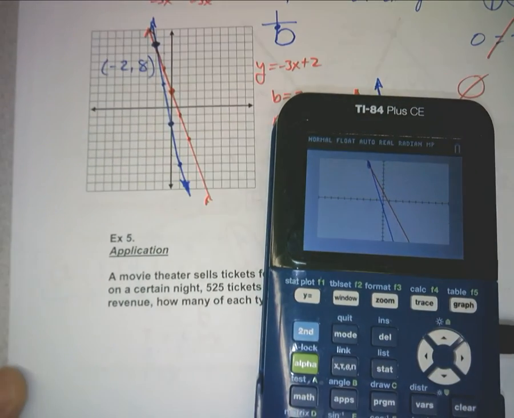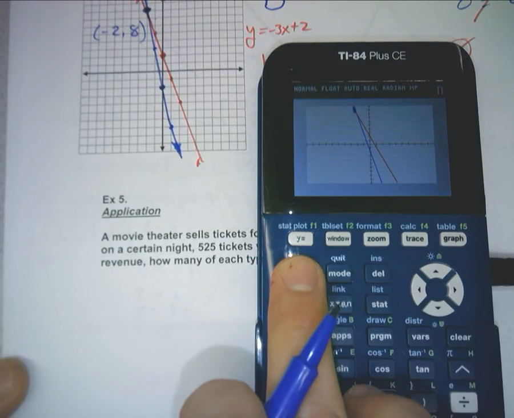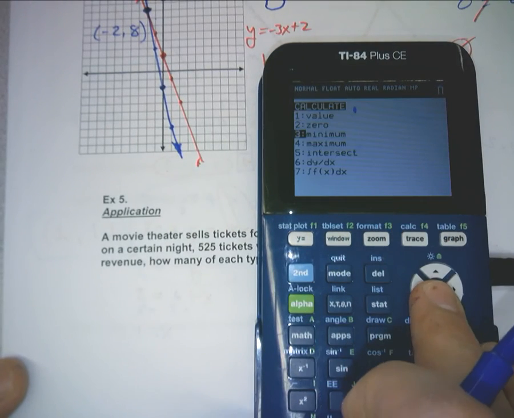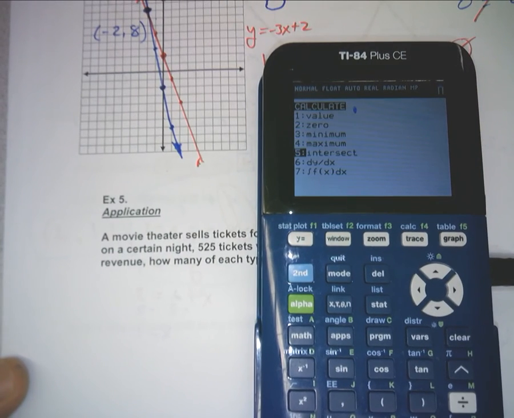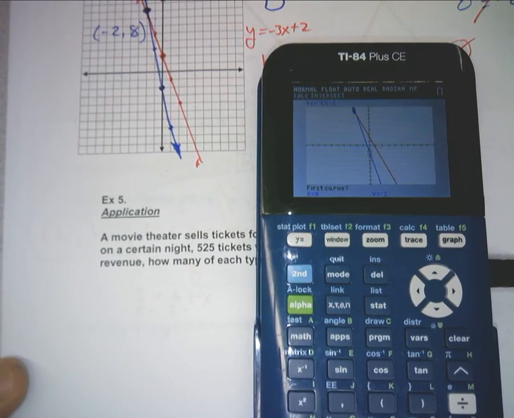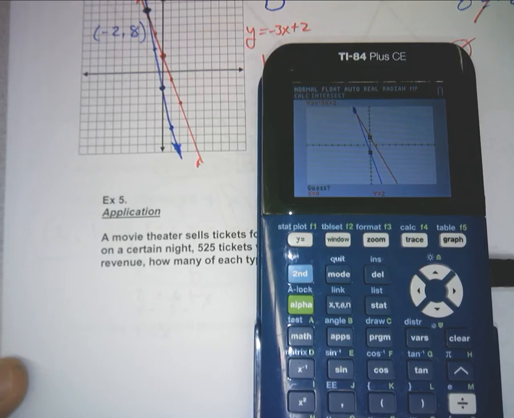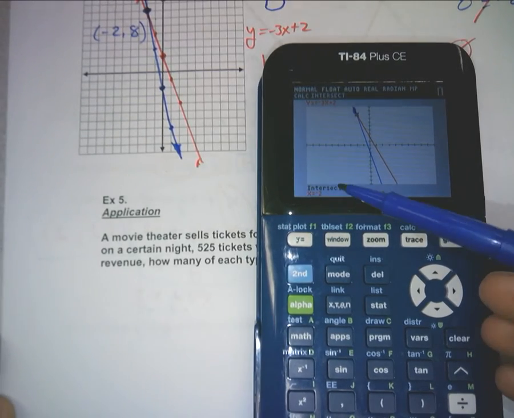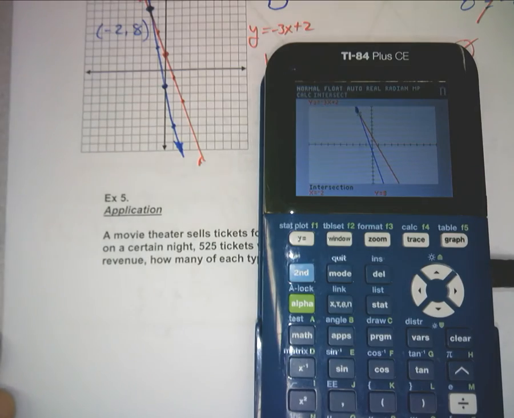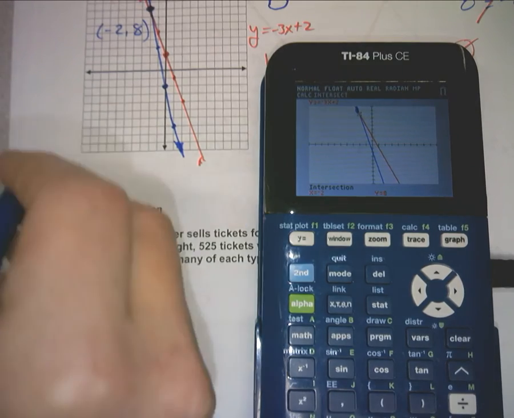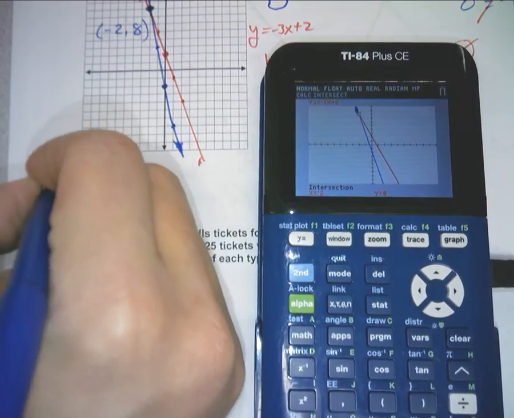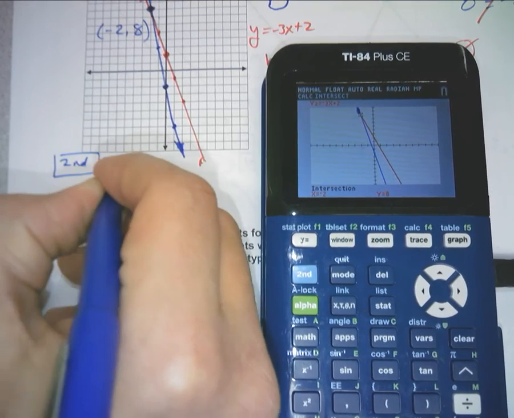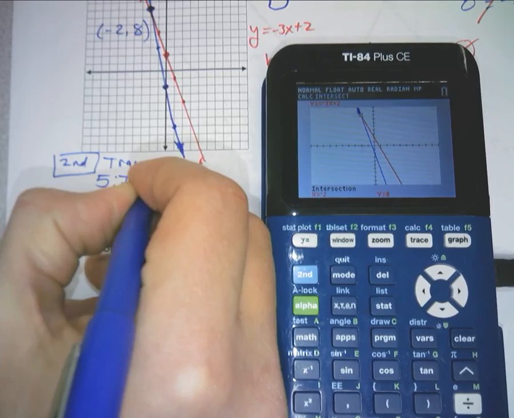Okay, well, we have seen this before. We've done this 1,000 times. So I'm going to go second, trace, go down to number 5, intersect. First curve, press enter. Second curve, press enter. Guess, press enter, and it jumps to the intersection. And I got negative 2, 8 for that one. Okay, so again, a reminder, you guys can use second, trace. Number 5 is intersect.